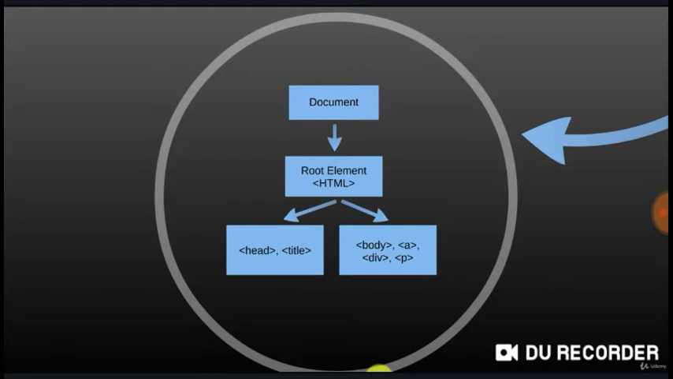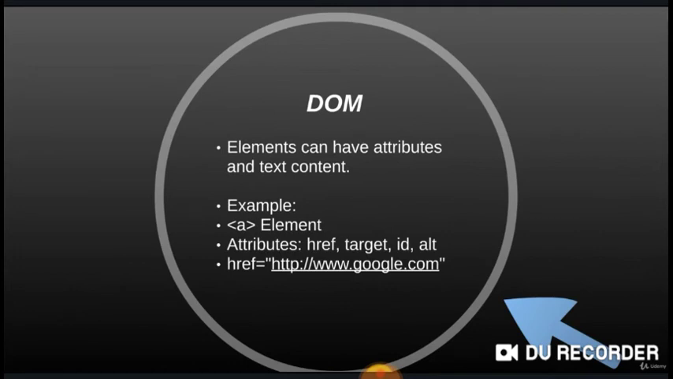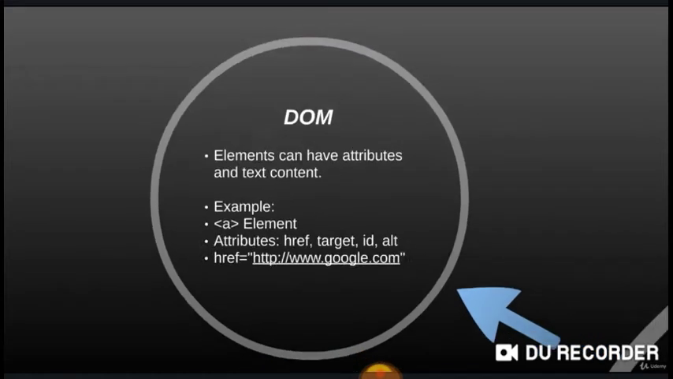Inside the root element, we have several other elements, for example, the head tag and title tag. The root element also holds the body element, which can contain links, paragraphs, headings, divs, and just about any other element we can use to develop the content of our page. Each of these elements can have text content and attributes. For example, the A element contains an href attribute, which contains a textual link.